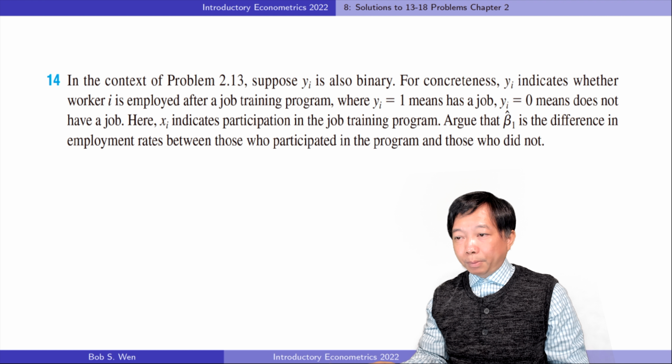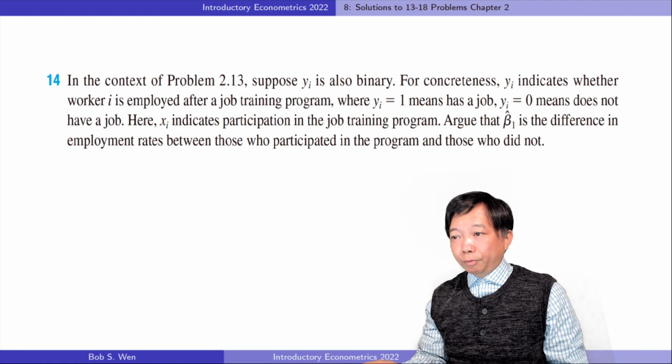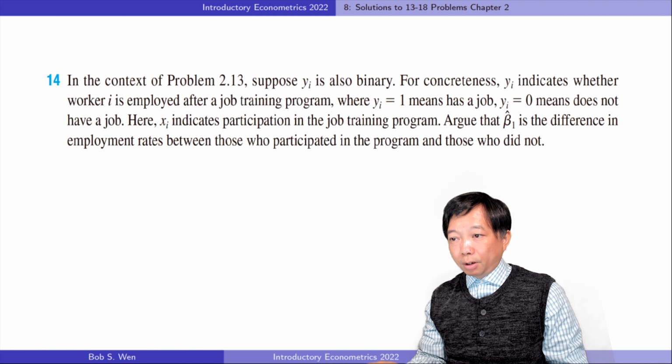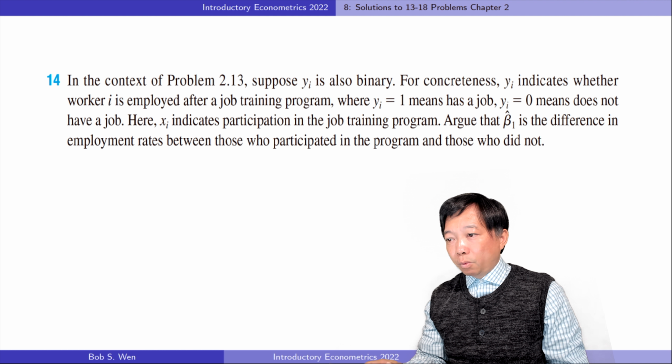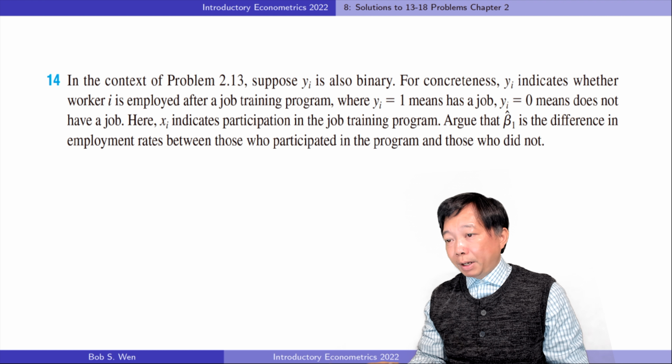Next, let's do problem 14. In the context of the last problem, suppose yi is also binary. For concreteness, yi indicates whether worker i is employed after a job training program, where yi equals 1 means has a job, yi equals 0 means she does not have a job. Here, xi indicates participation in the job training program. Argue that beta hat 1 is the difference in employment rates between those who participated in the program and those who did not.